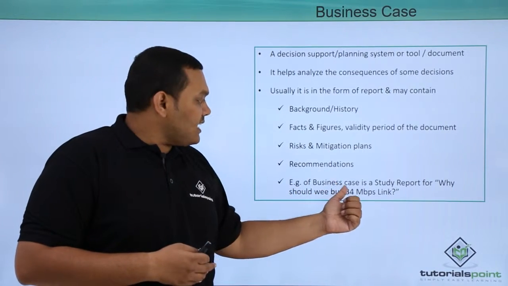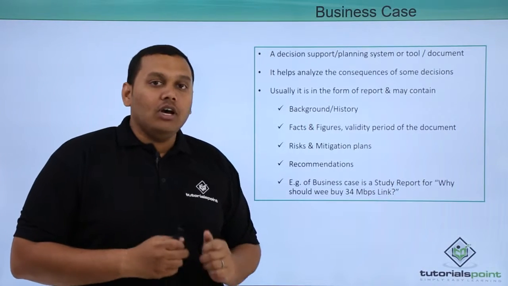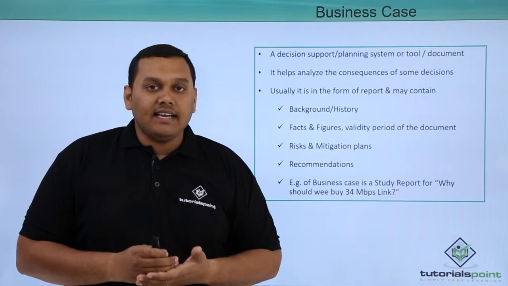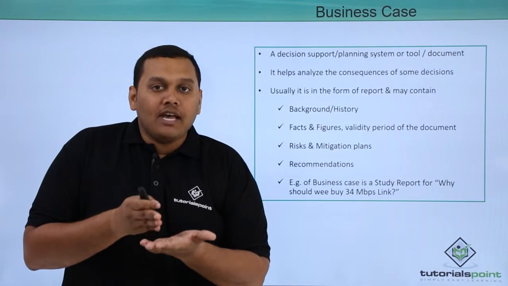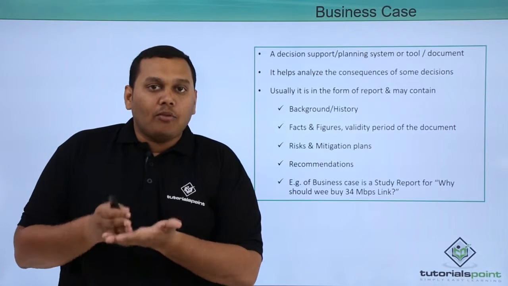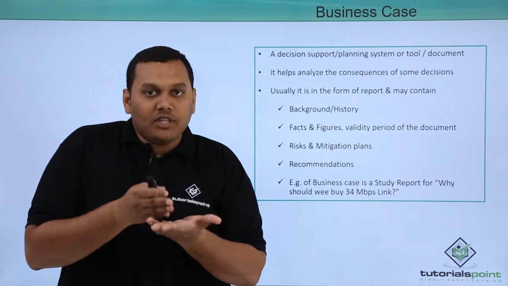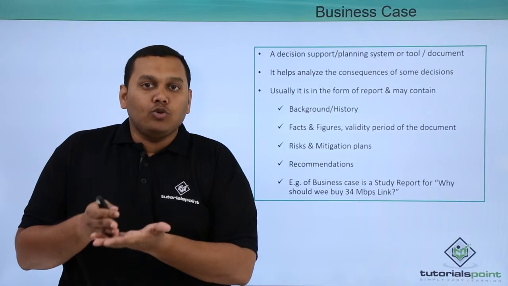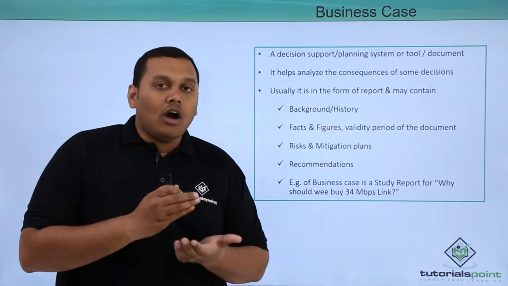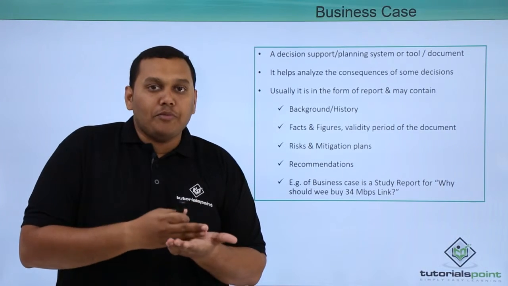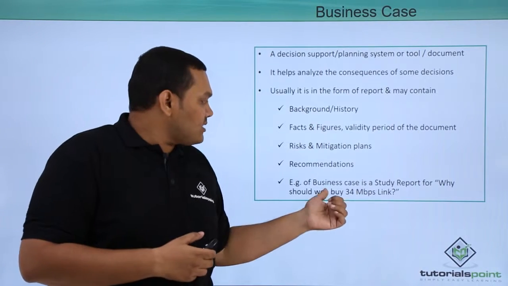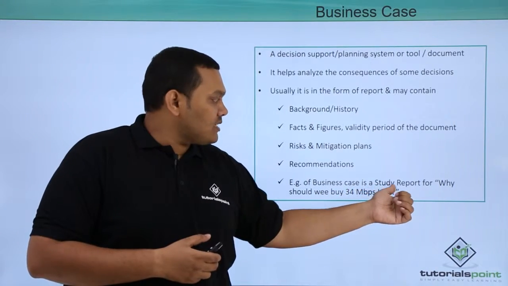An example of a business case is a study report on why we should buy a 34 Mbps link. As I said, for example, the office suddenly has a network down. So, what is the problem here? If the problem is with the router, then what can we do with the router? If the problem is with the Mbps link, how much can the speed be increased, like from 2 Mbps to 10 Mbps, 10 Mbps to 15 Mbps. Based on this, business cases are prepared from the study report.